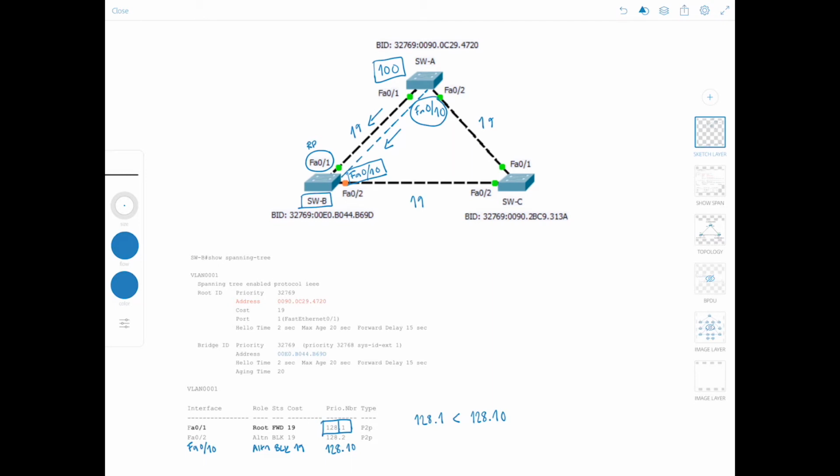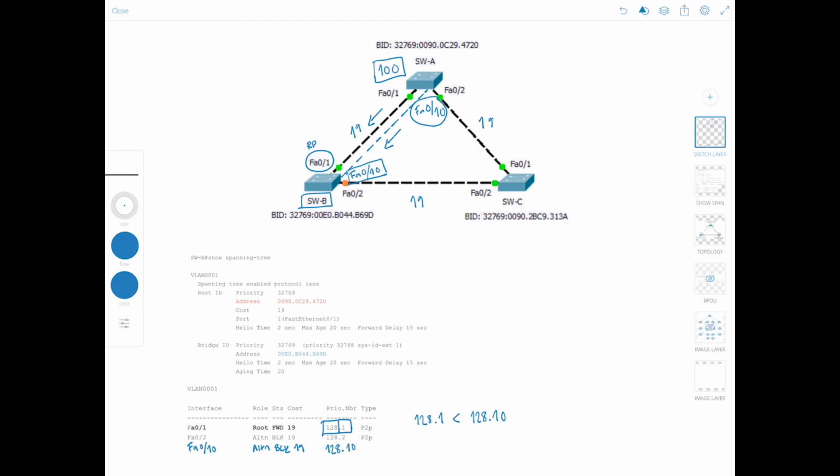But that's really the difference between those two values, the cost and the port priority. So to summarize, if you want to affect how the local switch selects the root port, change the cost value. But remember that you must consider the entire path. So total cost must be the lowest to become the root port. But if you want to affect how the downstream switch elects the root port, change the port priority. And this is only locally significant between the two directly connected switches. And again, the lowest value wins.